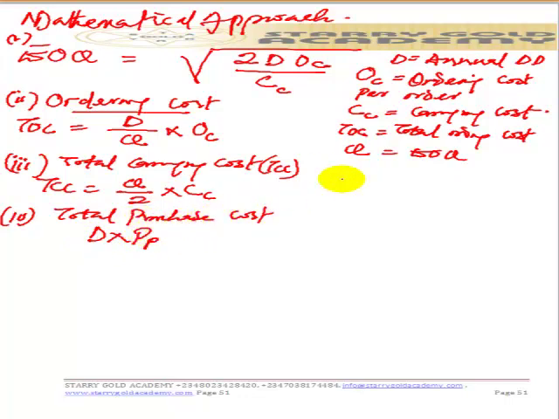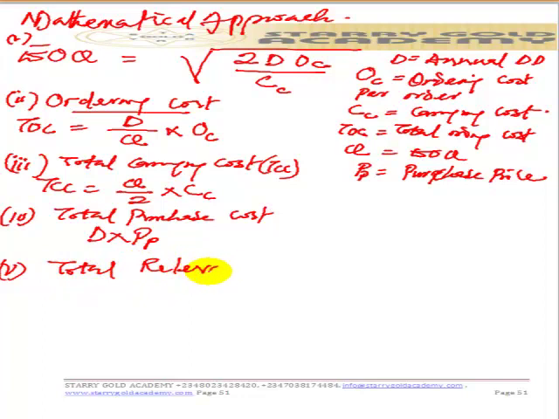Our D is still the annual demand. PP will now be the purchase price. PP is purchase price. That is the price of one unit. Then the last one we can look for is total. Okay, I'll give another one.